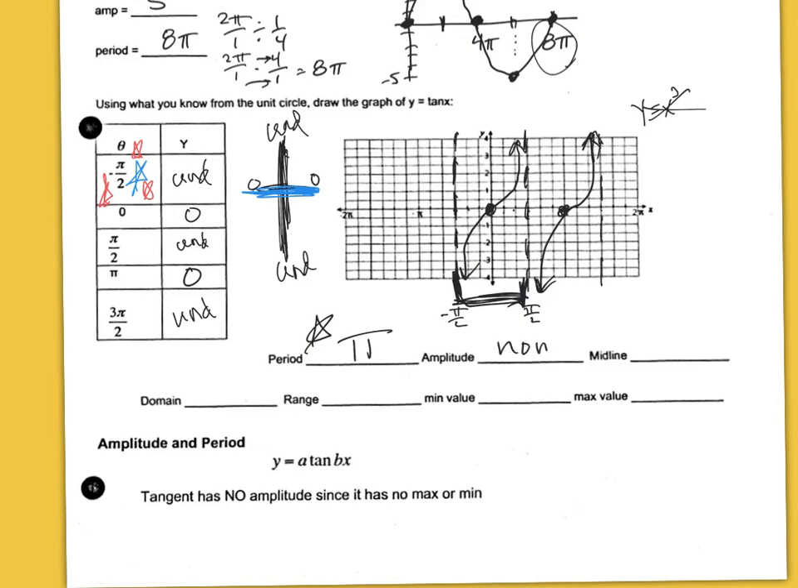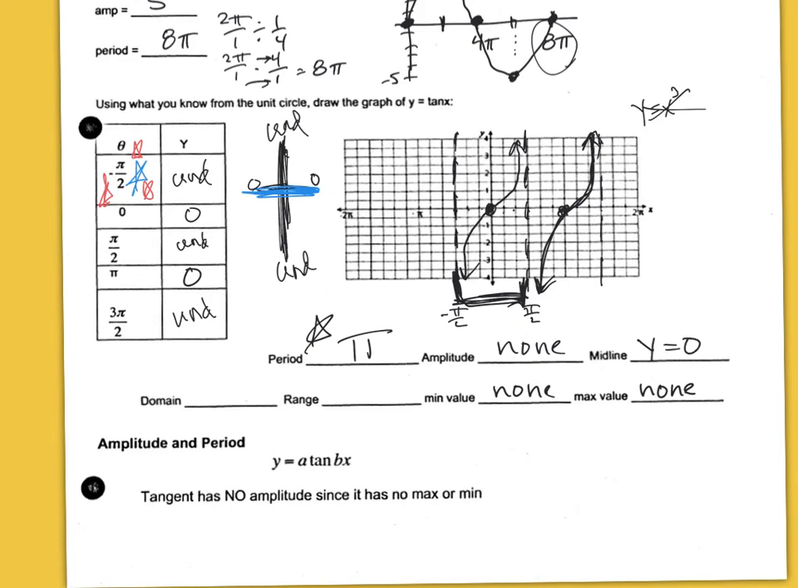So we have no midline, which means we have no max and no min. We have no amplitude. I said midline, so we have no amplitude, sorry. The midline, though, of course, is right where the other ones are, right at y equals 0.